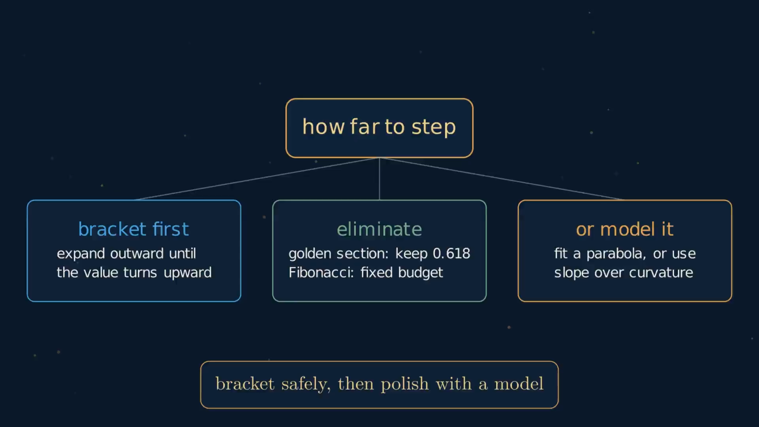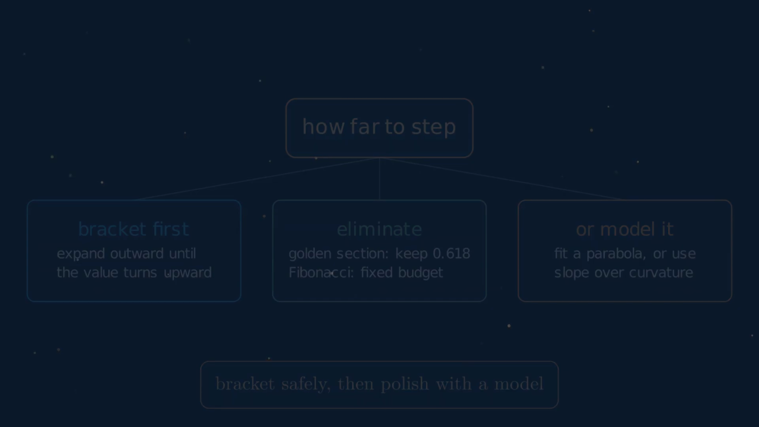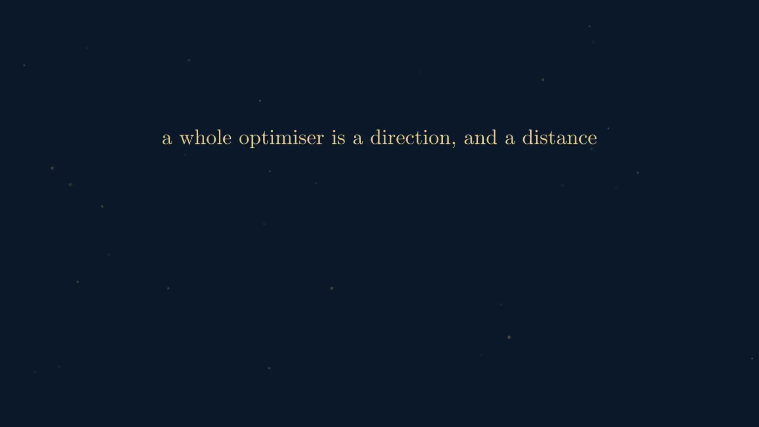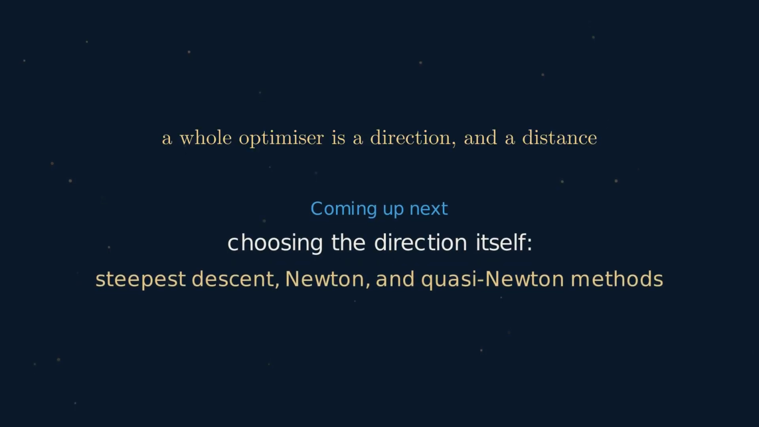Bracket robustly first, then switch to a model once the window is small and the function finally looks like a parabola. If you remember one sentence from all of this, make it this one. Every descent method is nothing more than a direction and a distance. We have solved the distance half completely. Next time we go after the other half, how the search direction itself gets chosen, with steepest descent and its faster relatives, each of them calling the line search you just learned at every iteration.